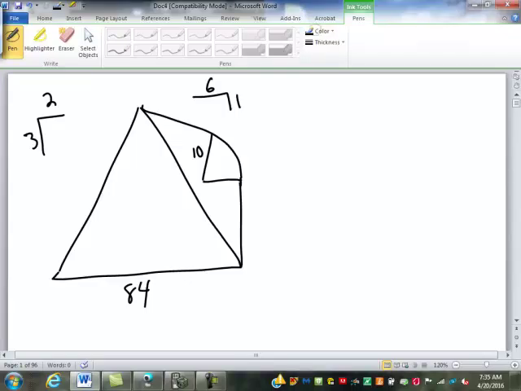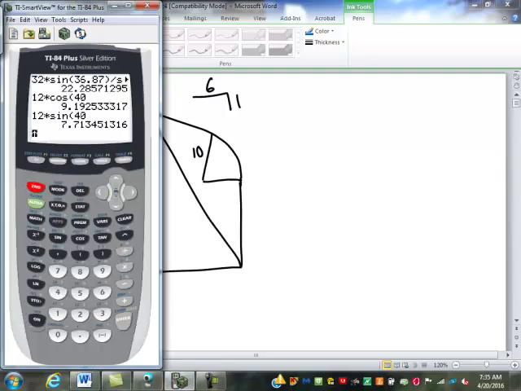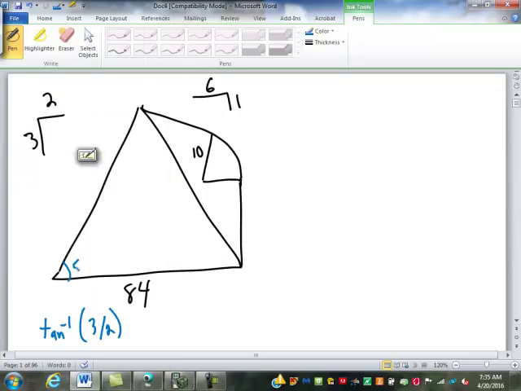I'm going to give you some hints on this one. I'm not necessarily going to give you the answer. This angle right here, of course, is going to be the inverse tangent of vertical over horizontal, 3 over 2. Gives you 56.31 degrees.